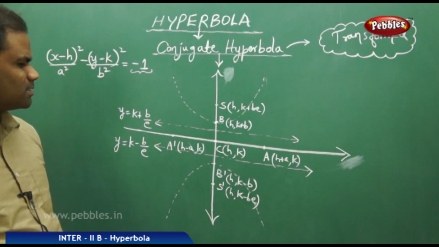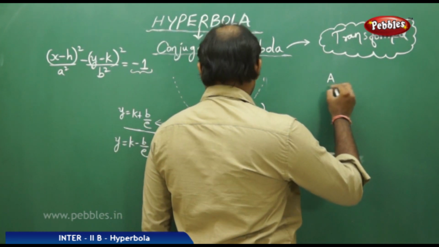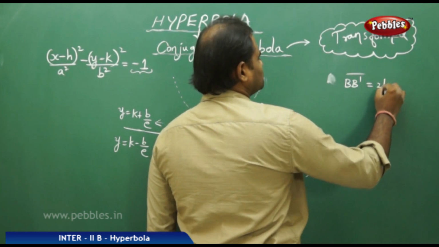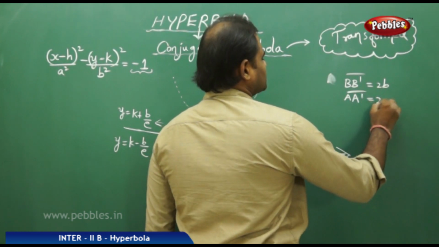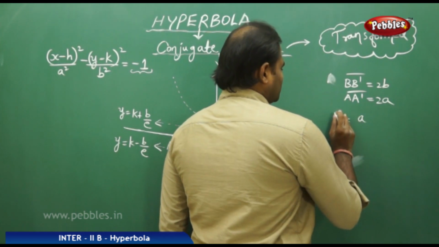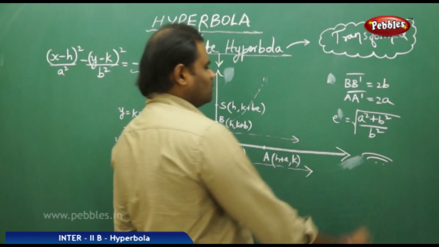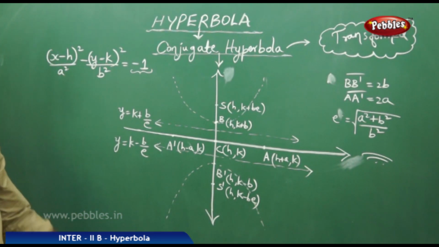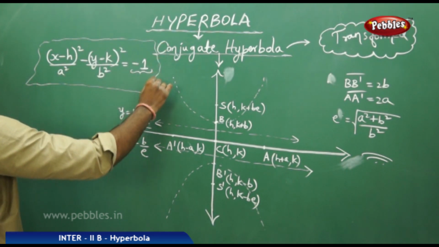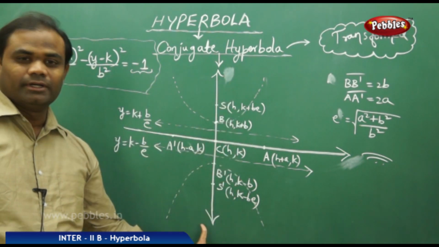So each of the properties is derived through the formulae where the length of the transverse axis of the conjugate hyperbola is given by 2b, and the length of the conjugate axis is given by 2a, and e is the square root of (a squared plus b squared) by b squared. These we identify for the transformed hyperbola (x minus h) whole squared by a squared minus (y minus k) whole squared by b squared equals -1 in its transformed form.